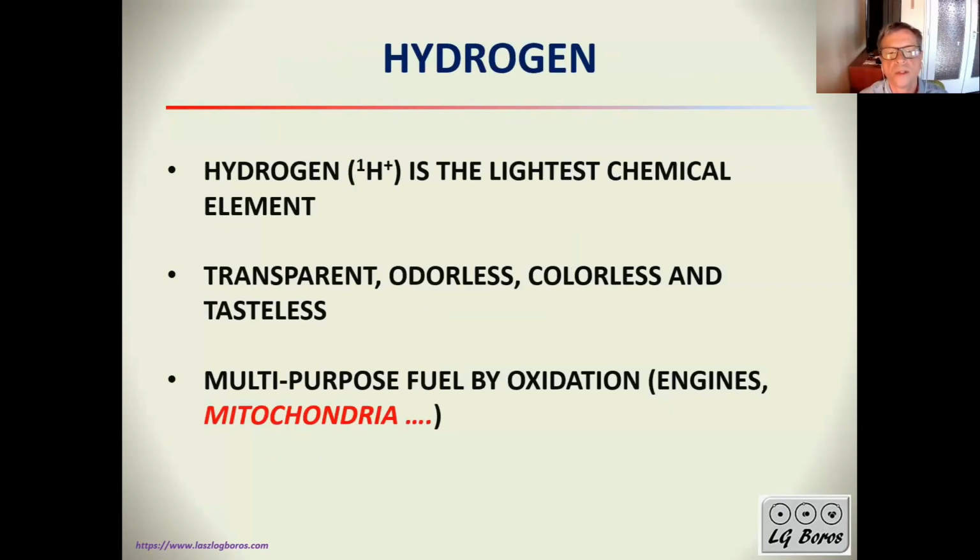Now, to know what deuterium is, we have to start with hydrogen. Hydrogen is the lightest chemical element. In its gas form, it's a transparent, odorless, colorless, and tasteless gas. It's very inert with our body, and it's a multi-purpose fuel by oxidation. That means hydrogen is what we use to power our cells and our body, and this process happens in the mitochondria.